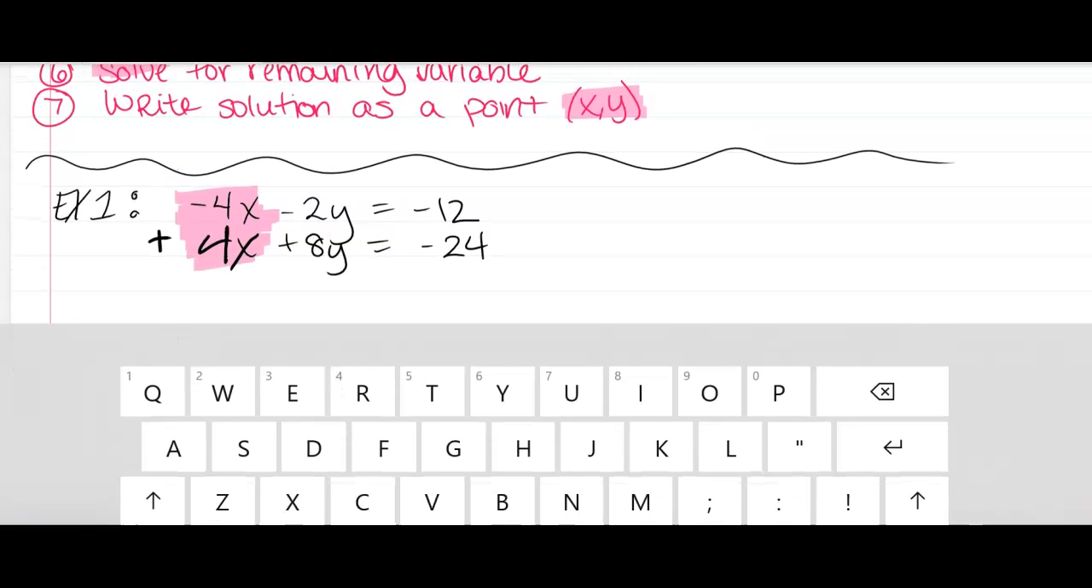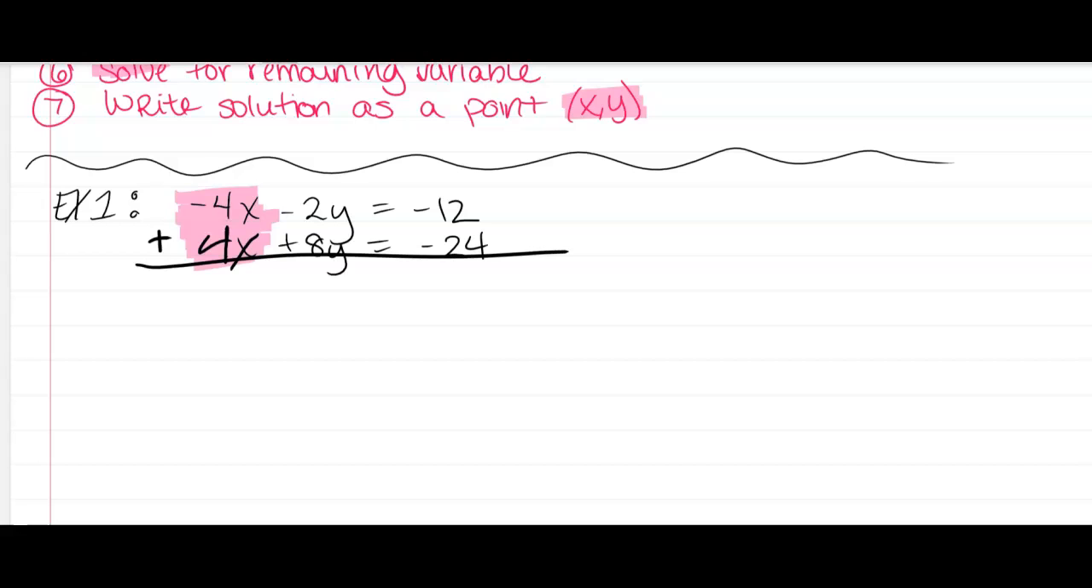And what I mean by add vertically is we're adding our x's together, which means it cancels them. Then we add our y's. -2y plus 8y is a positive 6y. -12 minus 24 is -36. And then we solve for the remaining variable. So this is step 3. This is step 4 where we solve. So we're going to divide by 6 and y is equal to -6.